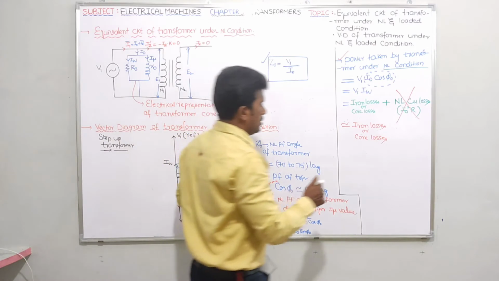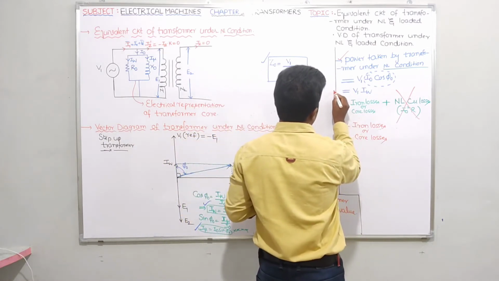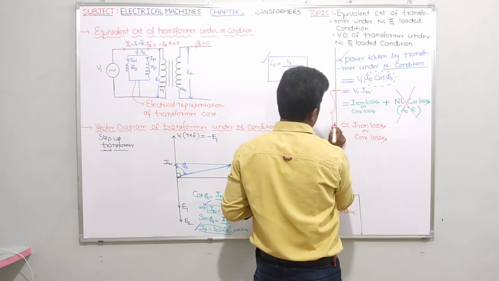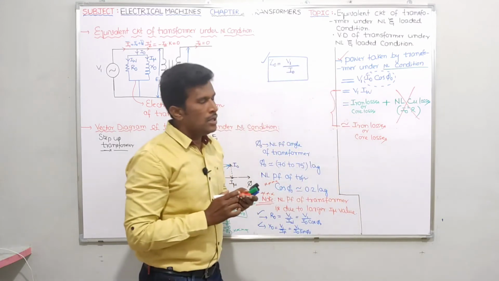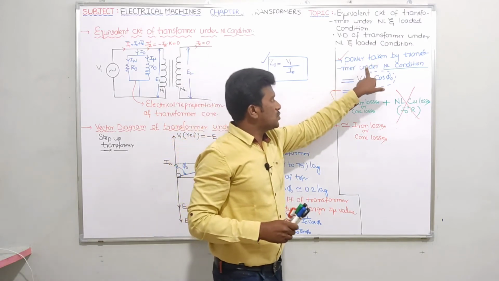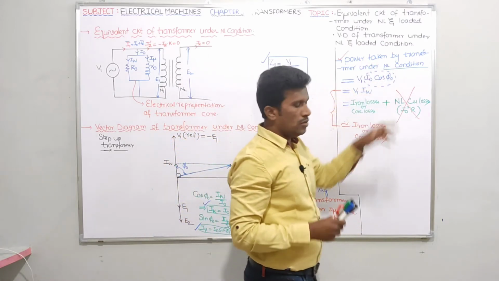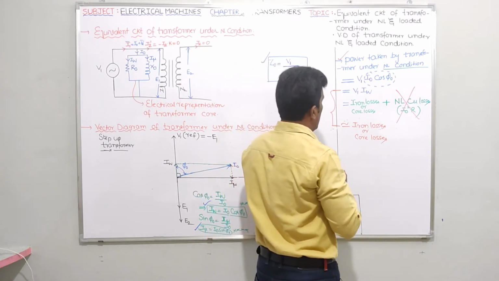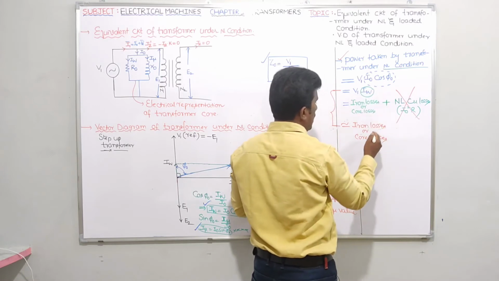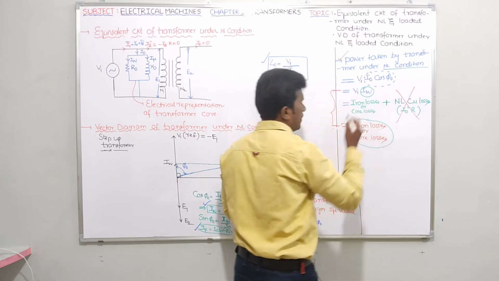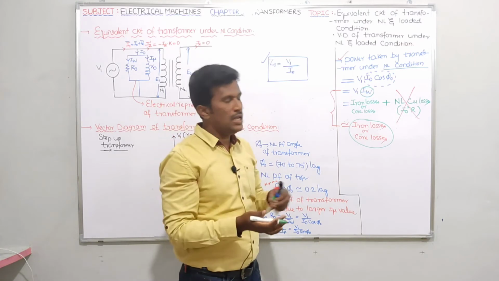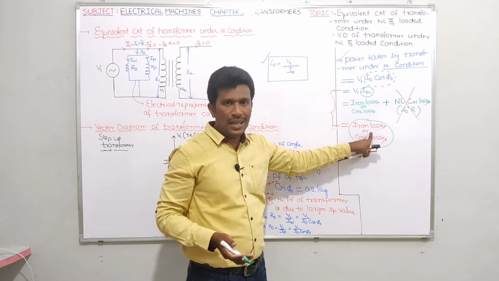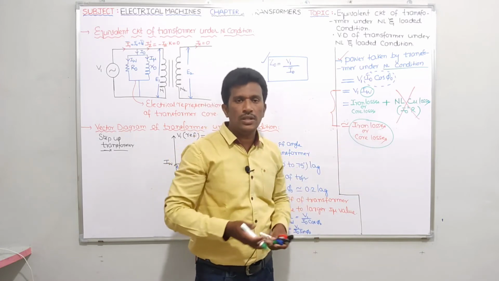Right. So now please try to observe these two equations and compare them. Tell me, power taken by transformer under no load condition equals, you are saying, V1 IW. Very good. That is approximately equal to iron loss or core losses, you are saying. That means indirectly IW is used to represent which losses? Iron loss or core losses. This is the thing I told in the previous video.